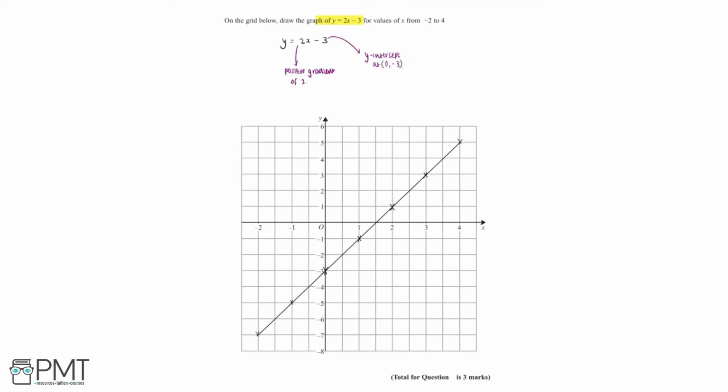Now this question is worth 3 marks. We get 1 mark for drawing a line between x is equal to minus 2 and x is equal to 4, and not going beyond these limits. We get the second mark for a line with a y-intercept at 0, minus 3. And we get the third mark for a line with a clear gradient of 2.